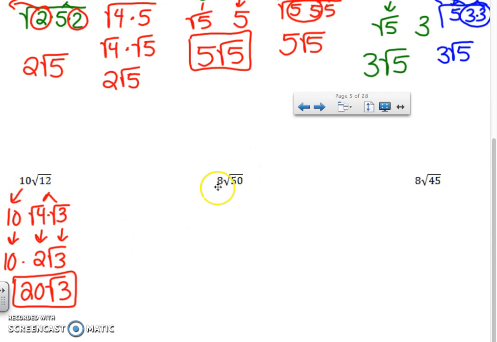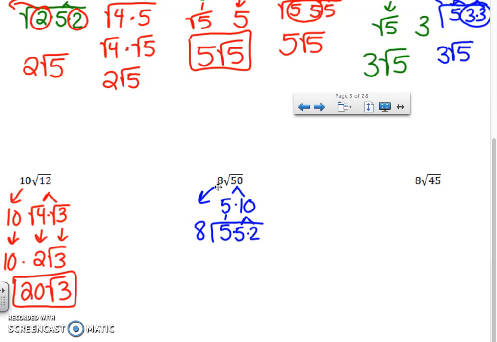All right, let's try this one over here. I'm going to do the other method to see if that helps you guys. I know 50 would be 5 times 10. And then 10 would be 5 times 2. And bring down the last 5. So once you have the prime factorization, go ahead and write your square root. You are going to have to bring down that 8 on the front side.